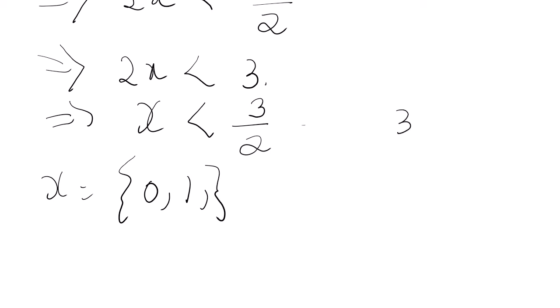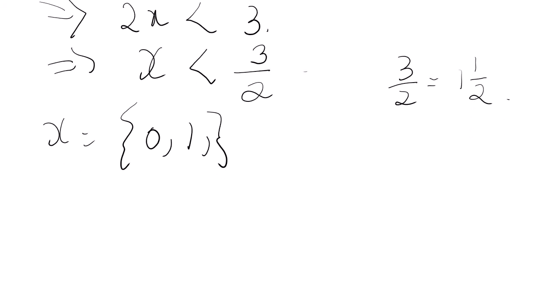What is 3 upon 2? 3 upon 2 means 2 ones are 2, 1 and a half. So it can't be 2. So 0 and 1 are the only elements of the solution set because it belongs to whole numbers. If x would have been belonging to natural numbers, then 0 also wouldn't have been there, and the solution set would have been just containing one element, 1. Okay?